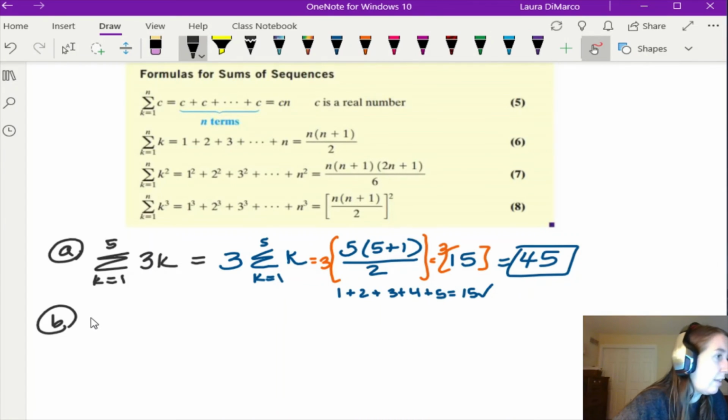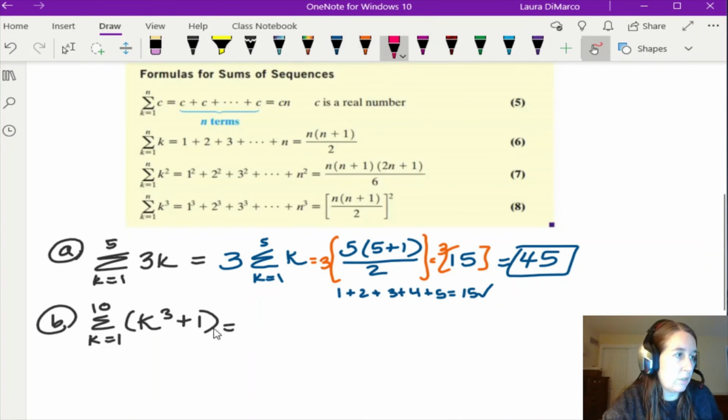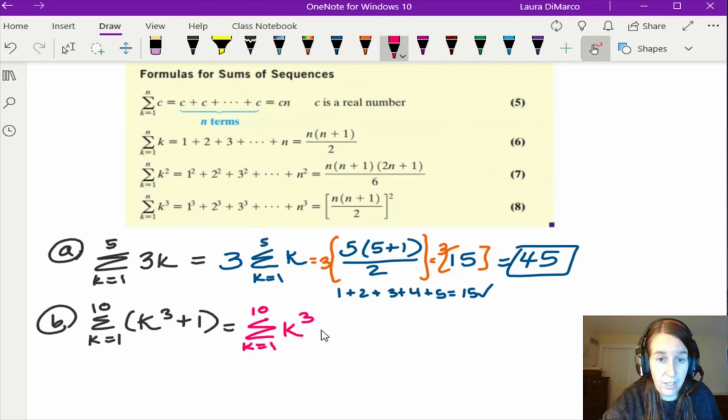B is going to be the sum of k equals 1 to 10 of k cubed plus 1, okay? So this is using one of the other properties where we want to separate it out into 2 summations. So we want to do one summation from 1 to 10 of k cubed, right? Because we have a formula for that. And we're going to add that to the summation of k equals 1 to 10 of 1. We actually have a formula for that as well, right? So it's going to be much easier to do these 2 things separately, and we're going to use the formulas.